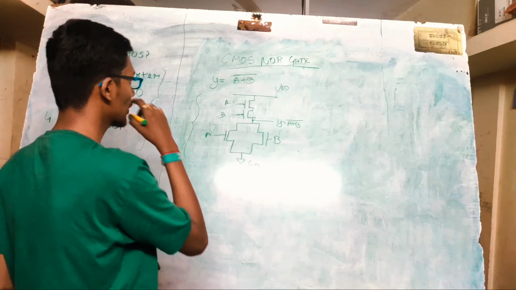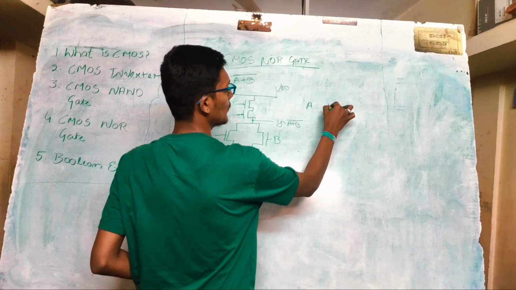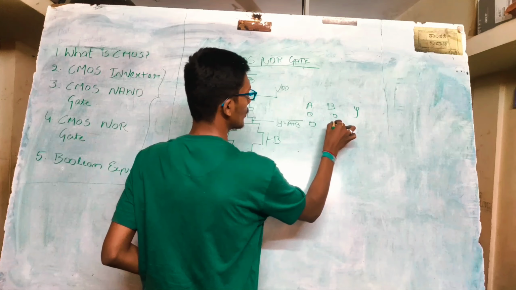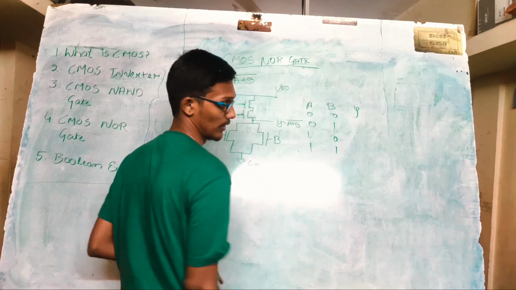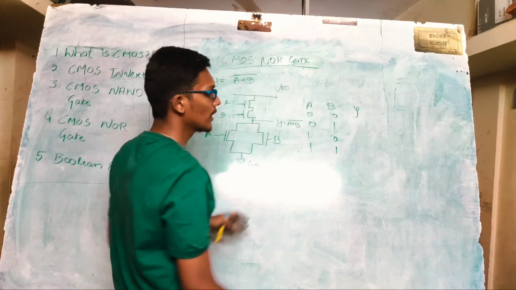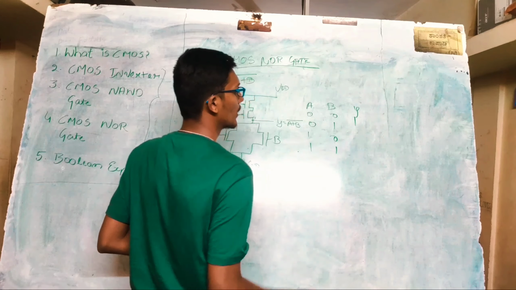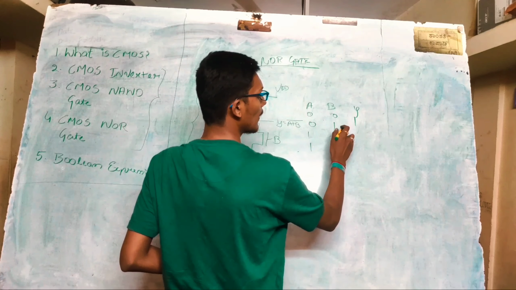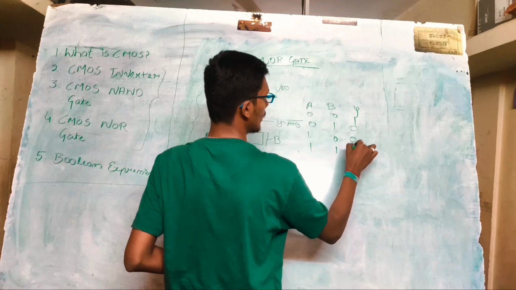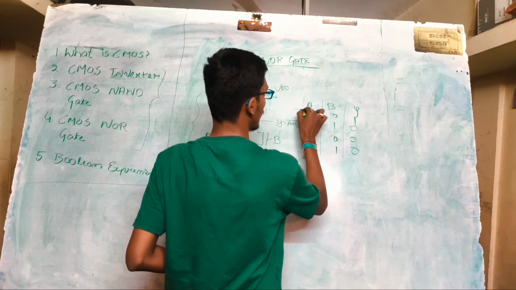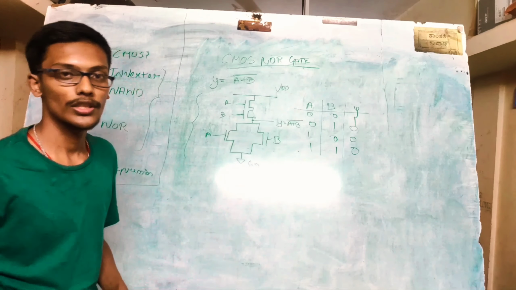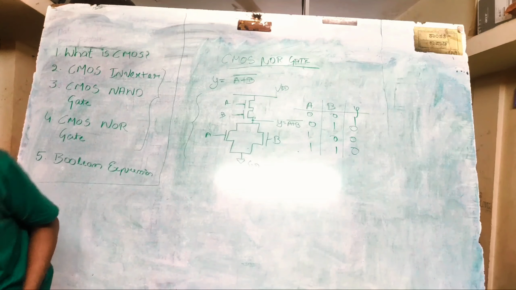The truth table for this has A, B, and we have two inputs. Output will be Y. So our possible combinations are 0 0, 0 1, 1 0, and 1 1. So what's the output for 0 0? The output will be 0 for an OR gate, but we'll be having 1 for a NOR gate. So 0 1 will have output 1 for OR, but for NOR gate we'll be having 0. So like this, we'll have a truth table for the NOR gate. We'll verify this truth table using switch logic as we have done for the NAND gate.